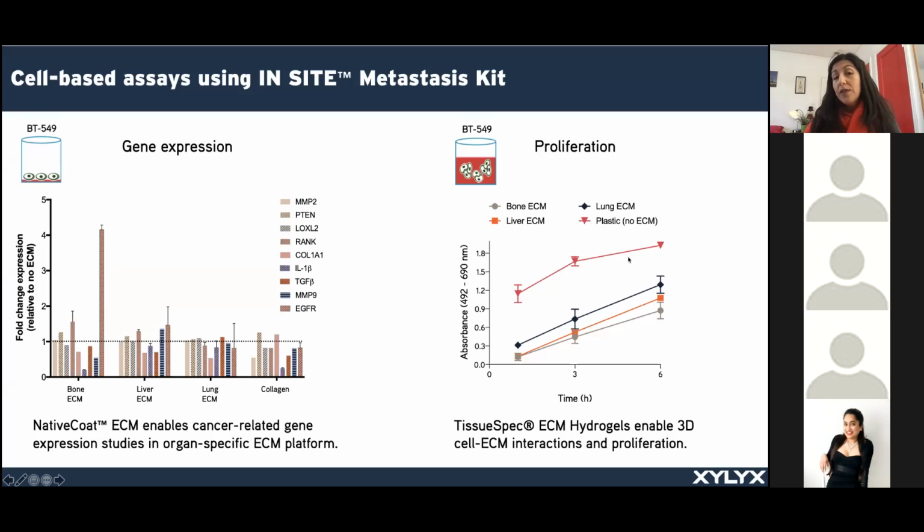If we analyze proliferation, we observe here the same cells seeded on plastic and also on bone, liver, and lung hydrogels. So the cells are in a 3D environment, and they have more cell-ECM interaction. And we can see here in the graph the cells in red are the cells on plastic. They are proliferating, and the proliferation is higher than the cells in 3D, which is pretty much what everyone observes when comparing cells in 3D with 2D. However, what I want to highlight is the pattern of proliferation. Even though it's similar, you can see differences between bone, liver, and lung.